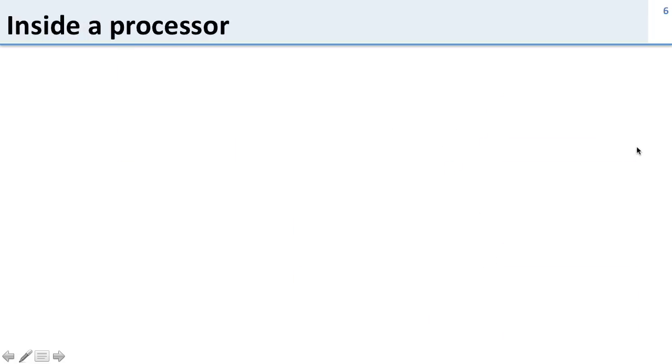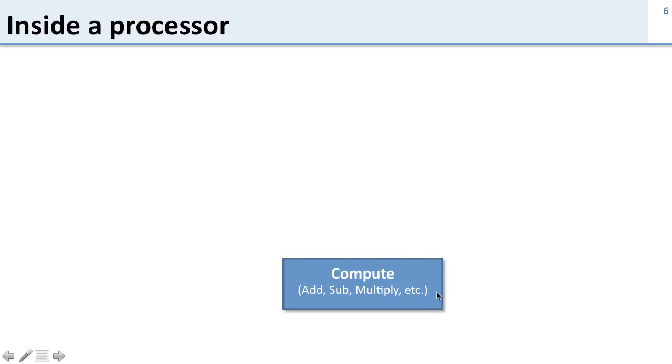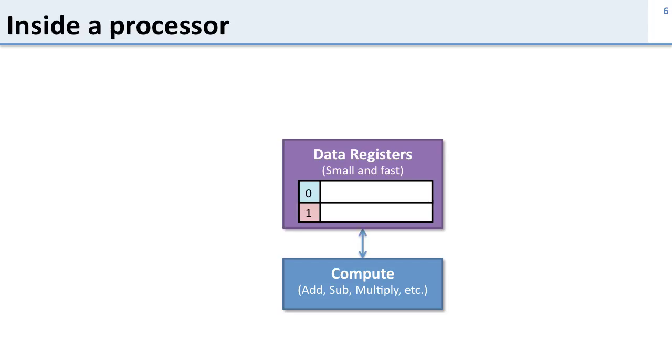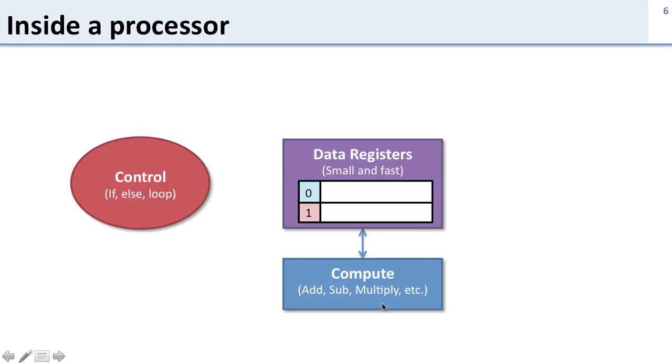So let's take a look inside the processor. Inside the processor you have a part which does the computation. This is the addition, subtraction, or multiplication, the part that actually computes. It's often known as an ALU, or arithmetic logic unit. We also have data registers. This is a small and fast memory that holds just the things the processor is working on at that time. In the example we'll look at here, it's just going to have 2 entries. These two connect together so that if you want to do addition or subtraction, you're going to take data from the data registers and compute on it.